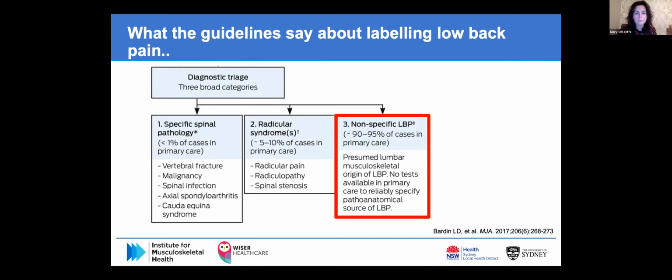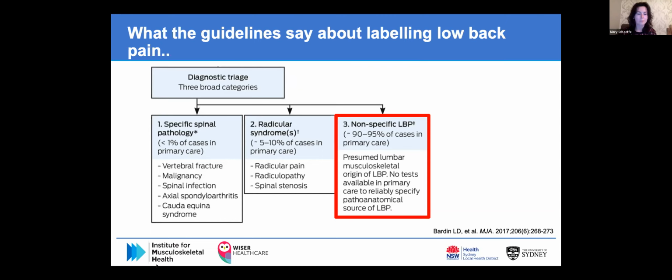But this is really referring to back pain where we're currently not able to say definitively what is the actual cause of this person's back pain. Is it a physical, structural cause? Is it more psychological drivers, social drivers? We're not sure. So we're left with this kind of label, non-specific low back pain.